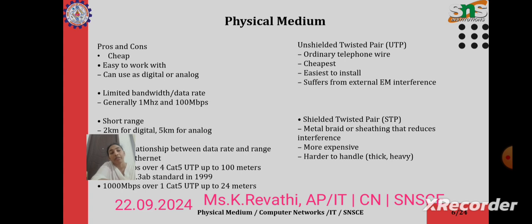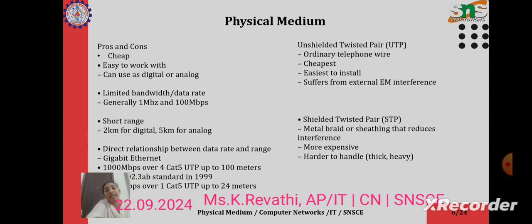It also has some advantages and disadvantages. Advantages: cheap and easy to work with. This twisted pair cable can be used for digital or analog signals. Disadvantages: limited bandwidth, with a data rate of 1 megahertz and 100 megabits per second. It is also used for transmission over short distances, 2 km for digital and 5 km for analog signals. There is a direct relationship between data rate and range. Gigabit will be the Ethernet.